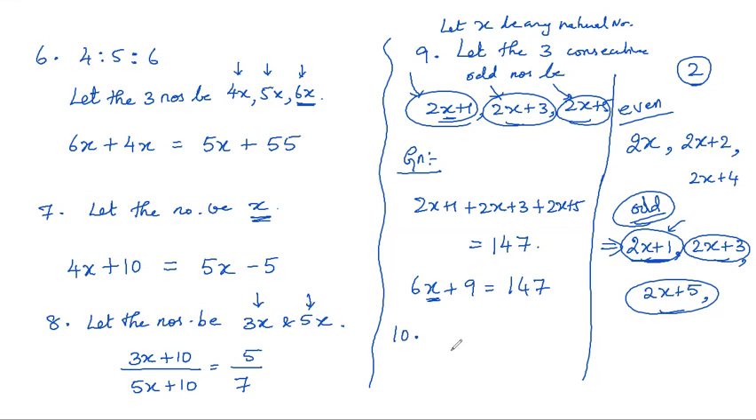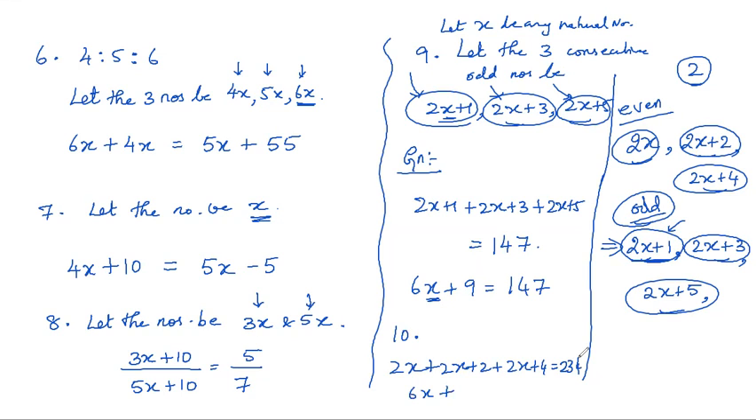What have they given? Find three consecutive even numbers whose sum is 234. We said even numbers are 2x, 2x plus 2, 2x plus 4. So 2x plus 2x plus 2 plus 2x plus 4 is equal to 234. Now you have to solve it. 6x plus 6 is equal to 234. Simplify, find x and then find what the three even numbers are.